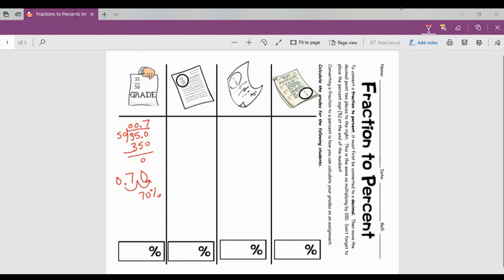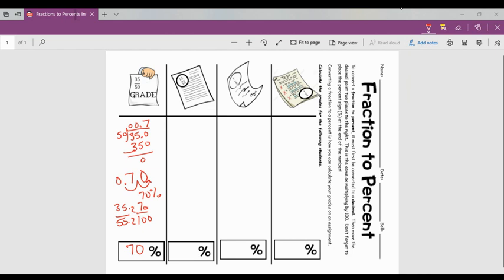Another way to look at this is 35 over 50. We can think, well, we want our percentages to be out of 100 because we always write our percentage over 100. So what number could I multiply by 50 to get 100? And that number would be 2. 50 times 2 is 100. So I could do the same thing to the numerator. 35 times 2 is 70. So we still end up with the same answer. So if you got a 35 out of 50 on a test, your grade would be a 70%.